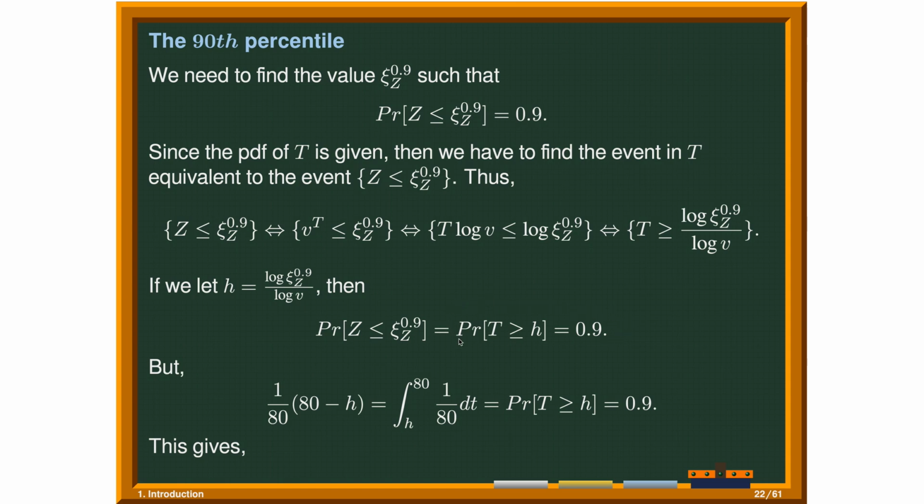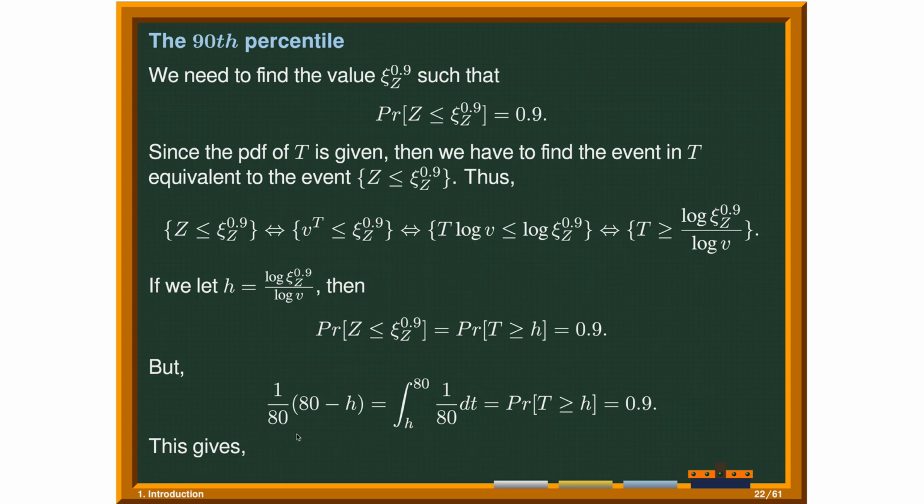So then the probability that t is greater than or equal to h is equal to 0.9. Okay? So that equation, we rewrite in its equivalent form as an integral, since we know the PDF of t to be 1 over 80, and that the variable t will range from h to the highest possible value of t, which in this case is 80. So we get this integral. And evaluating this integral, we get the following expression.